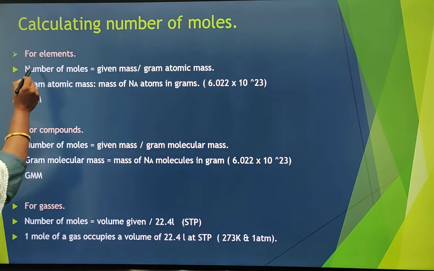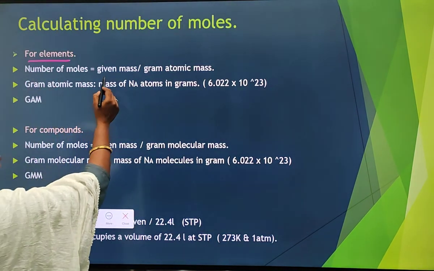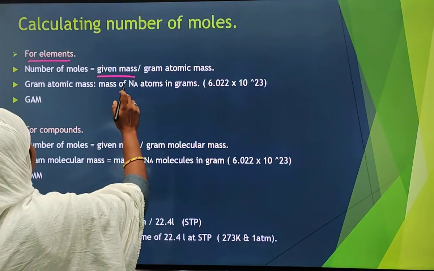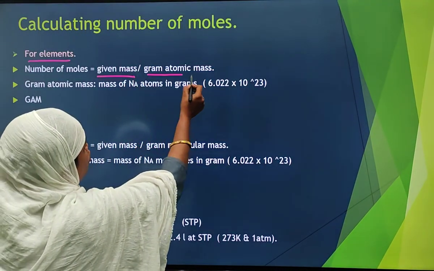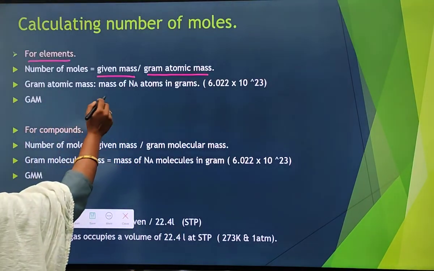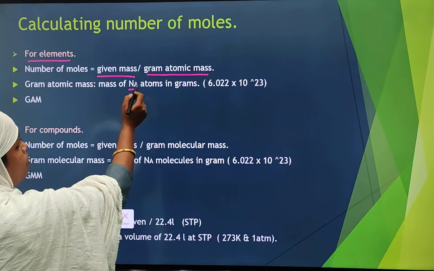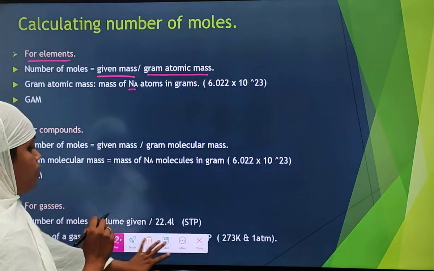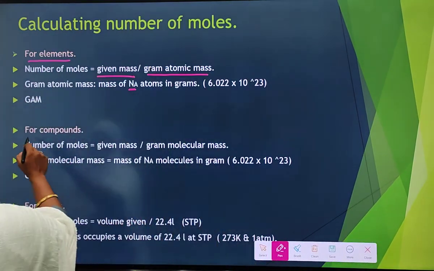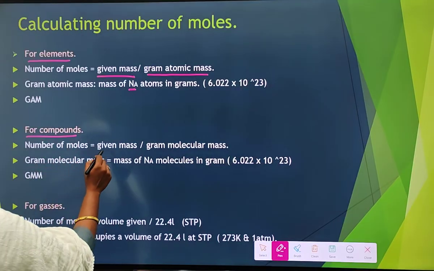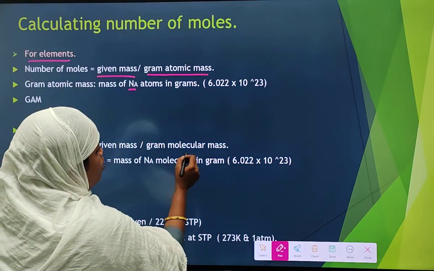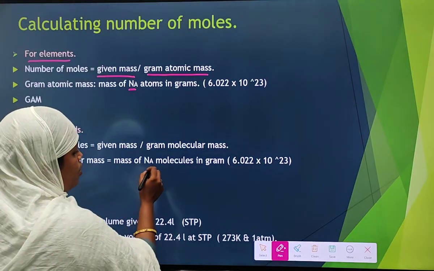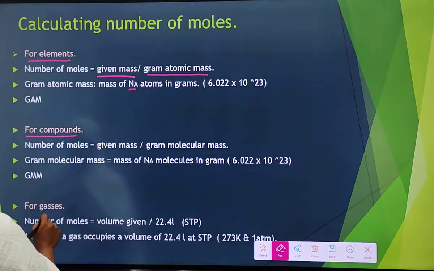Now, for elements, the number of moles is equal to the given mass of the particular element upon gram atomic mass. Gram atomic mass is the mass of Avogadro's number of atoms, that is 6.022 into 10 raised to 23. Then for compounds, the number of moles is given mass upon gram molecular mass. Gram molecular mass is nothing but Avogadro's number of molecules in grams.